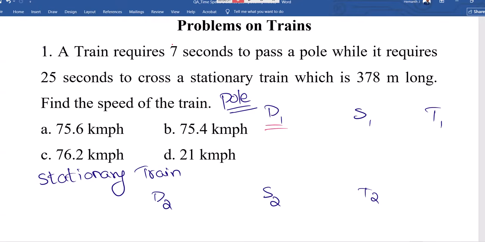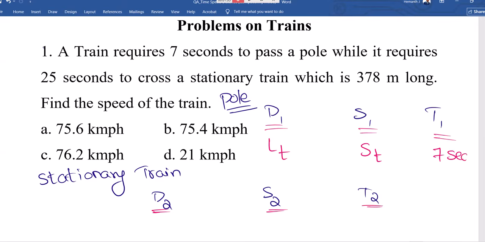Train crossing pole. Guys, when a train is crossing a pole, what is the distance? Pole length is negligible compared to train length, so we can say the length of the train. What about speed? Pole and train, which are moving objects? No, only the train. So speed must be the speed of the train. What's the time taken? 7 seconds.